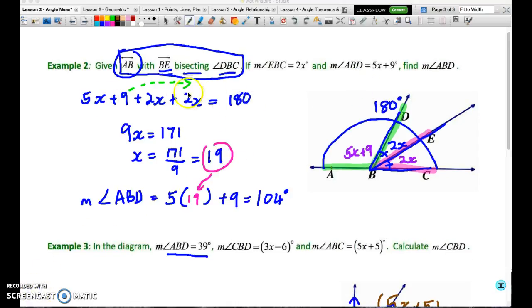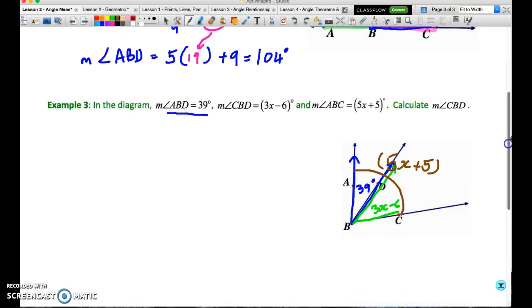Okay, so what you can see is I've solved this equation to get x equals 19. I've substituted back into the measure of angle ABD, 5 times the value I found plus 9, to give 104. For the final example, again, I've transferred the information onto the diagram. ABD was 39, CBD was 3x minus 6, and the entire angle was 5x plus 5.